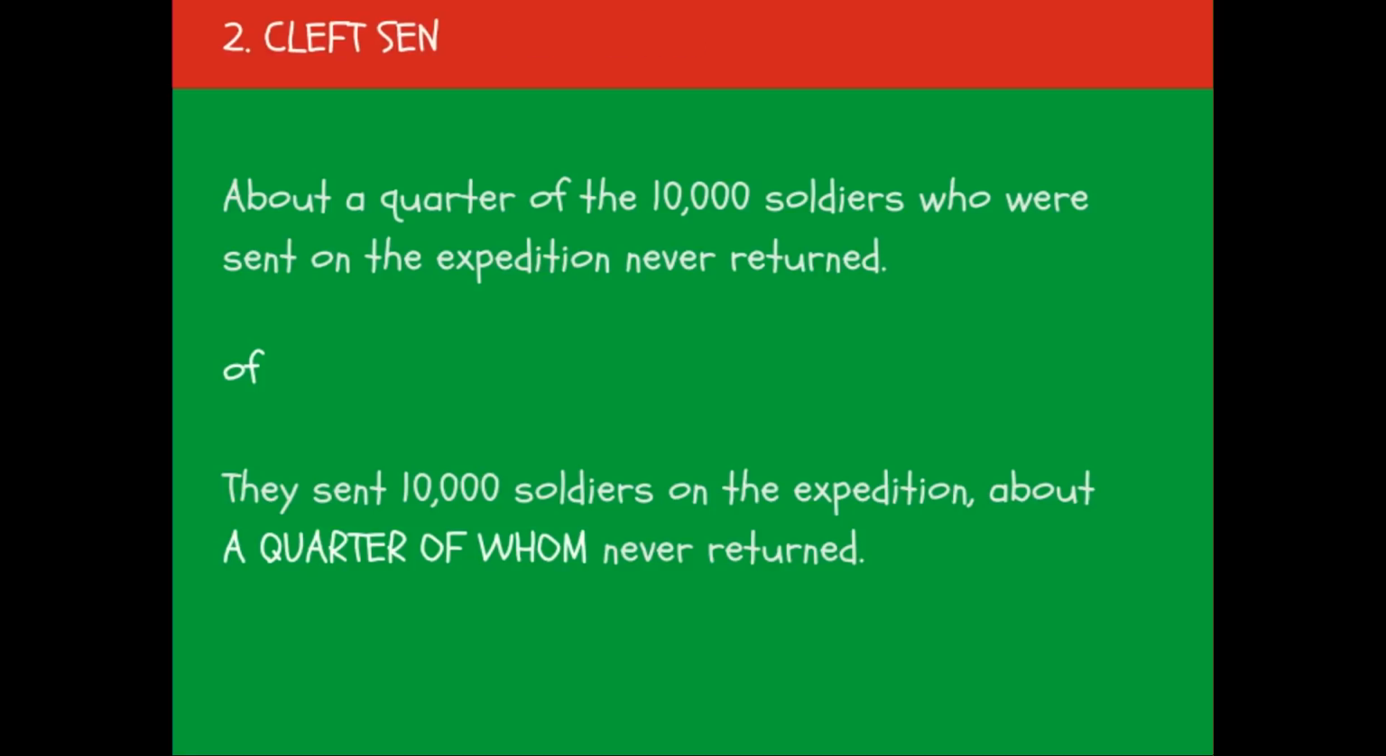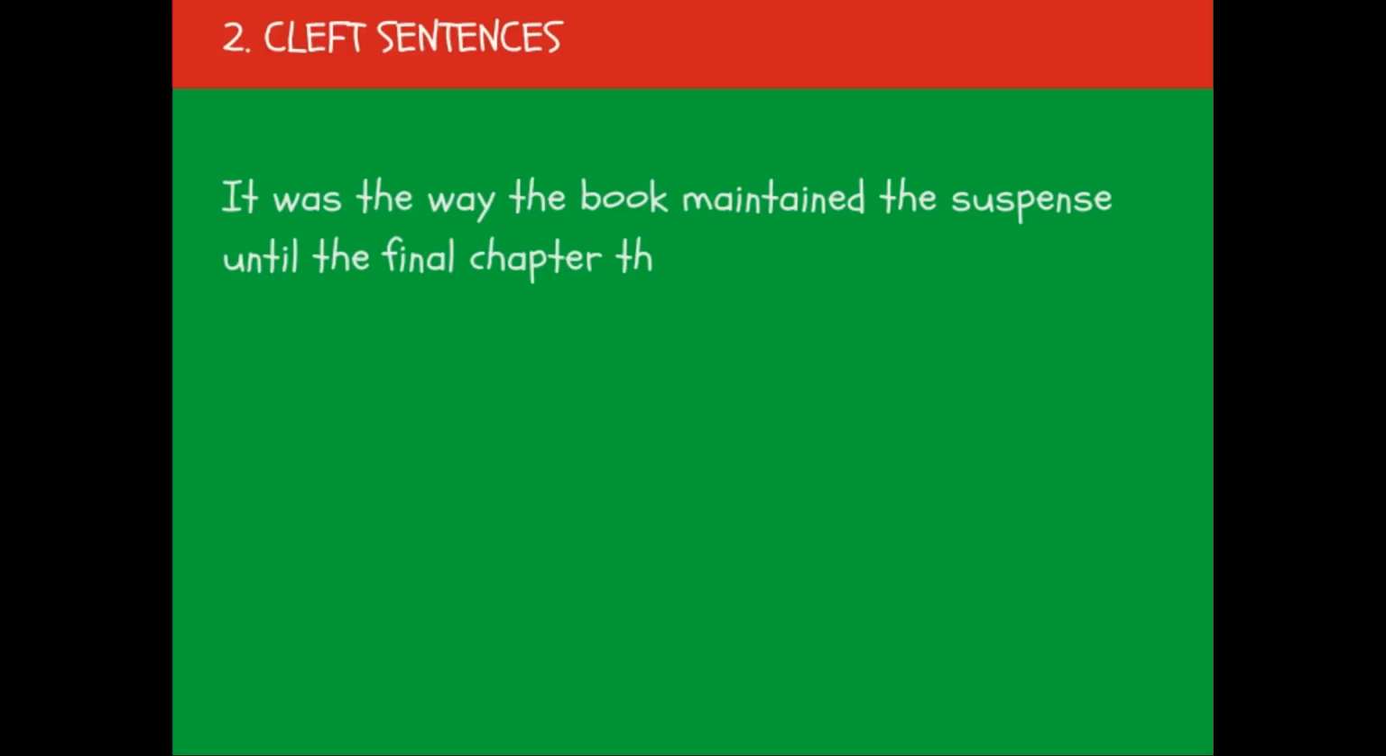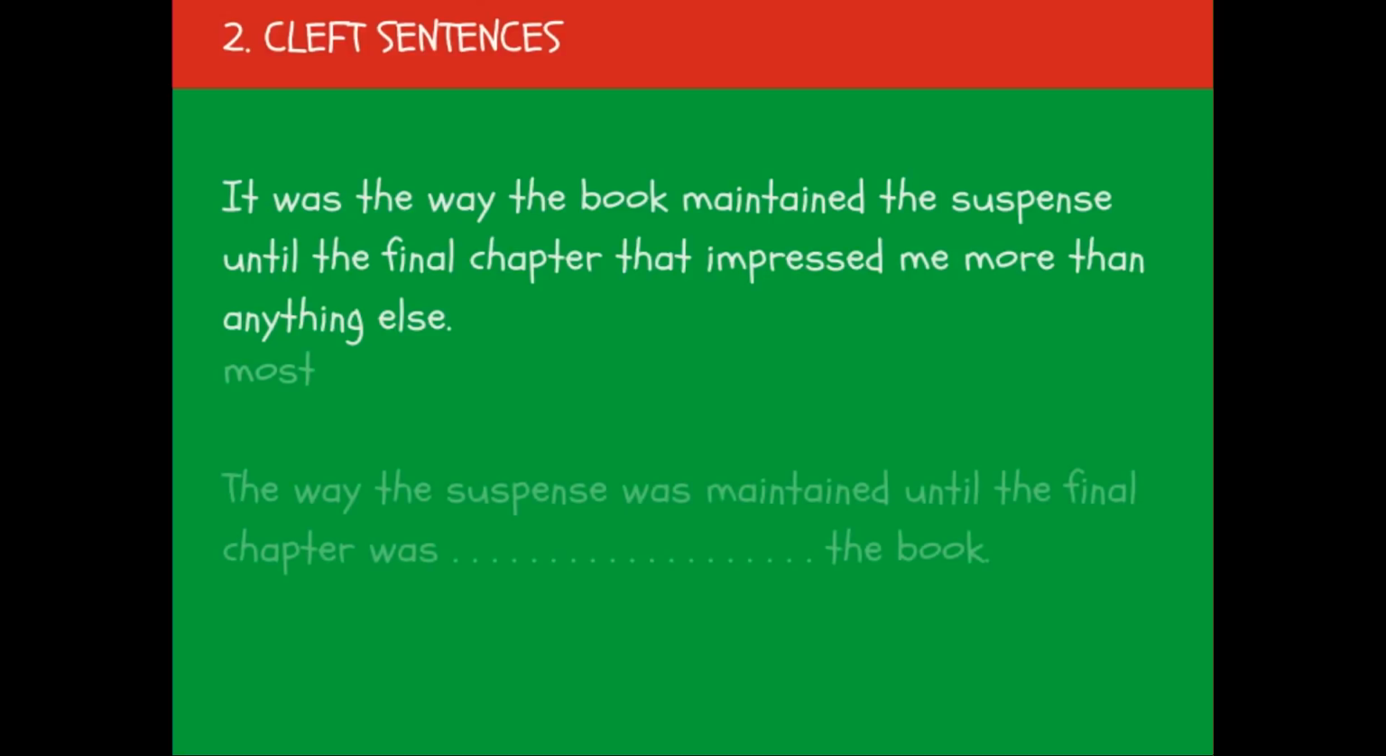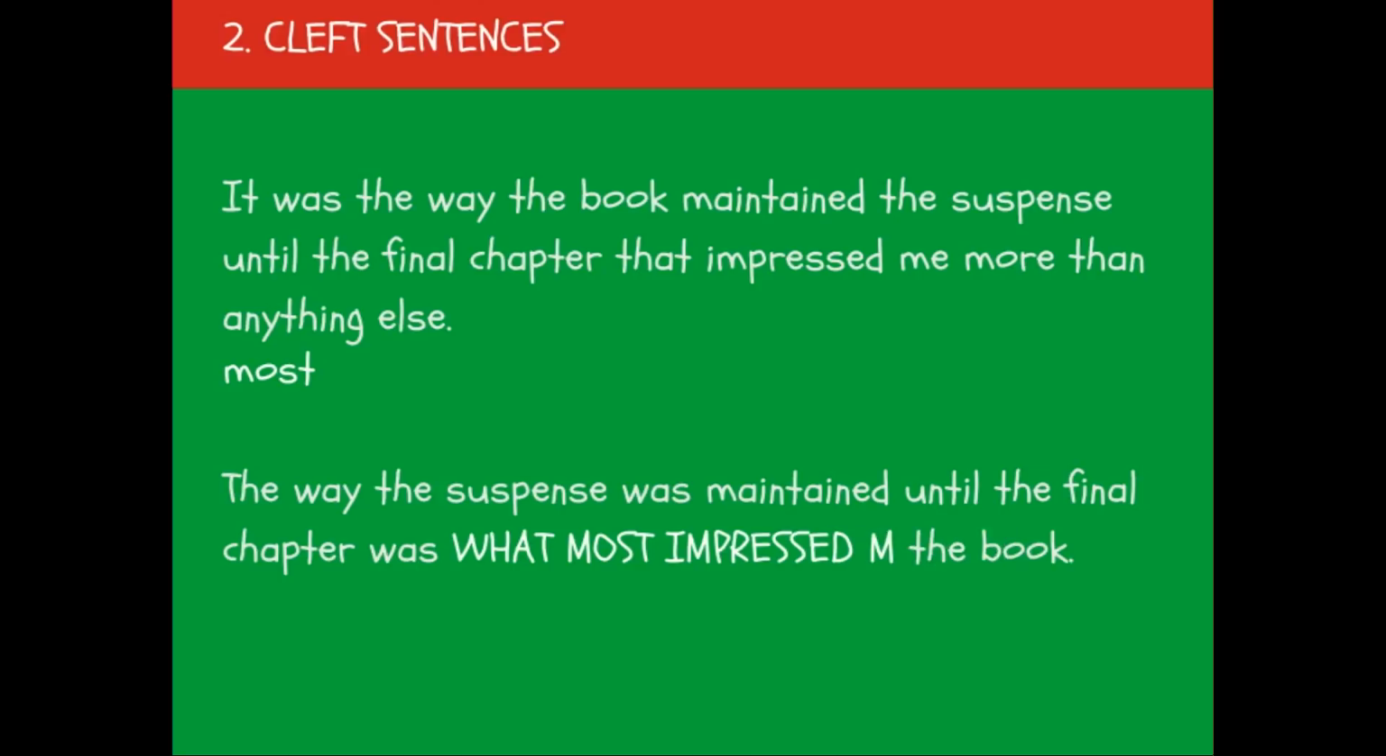Cleft sentences. In cleft sentences, we can use the pronoun it to refer to another part of the sentence, usually for emphasis. It was the way the book maintained the suspense until the final chapter that impressed me more than anything else. What, meaning the thing that, can also be used here. The way the suspense was maintained until the final chapter was what most impressed me about the book.